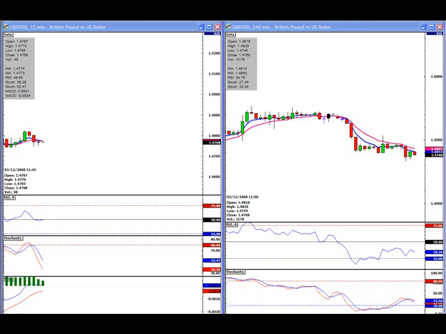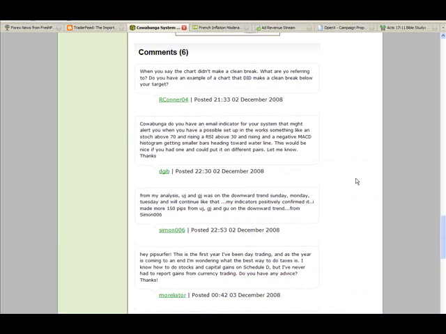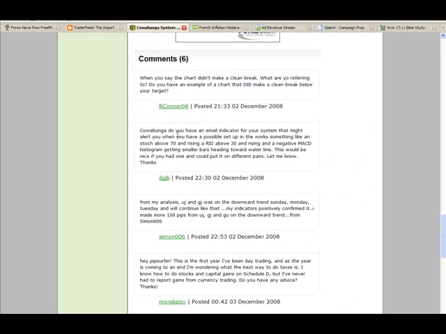I'm just going to go ahead and jump right into today's update by starting off with some comments from yesterday's post. The first one's from R. Connor, and he's referring to a clean break. He wants to know what I'm referring to.